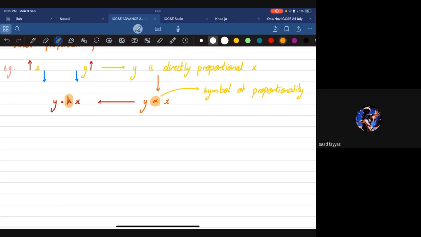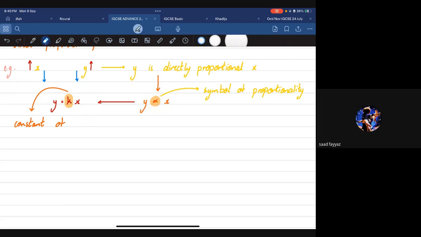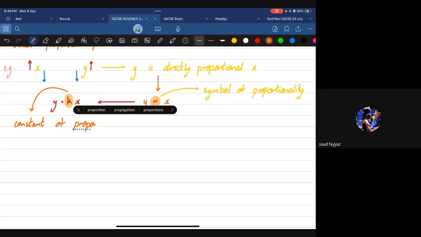Now, the k is very important. The k symbolizes every other factor outside which is going to be kept constant. So, your k is the constant of proportionality. Is this clear, guys? Everyone, is this clear?